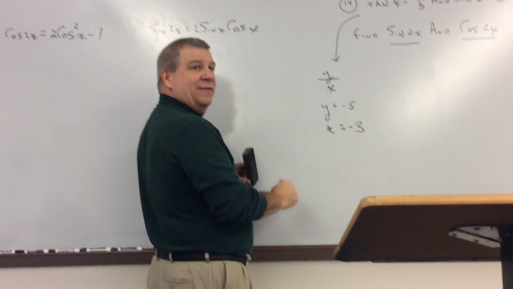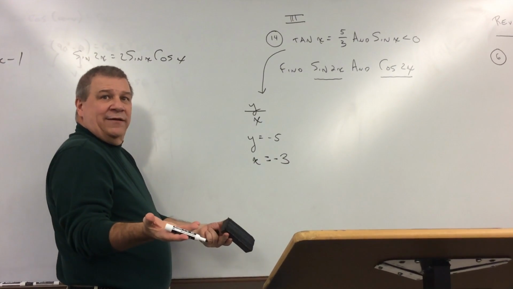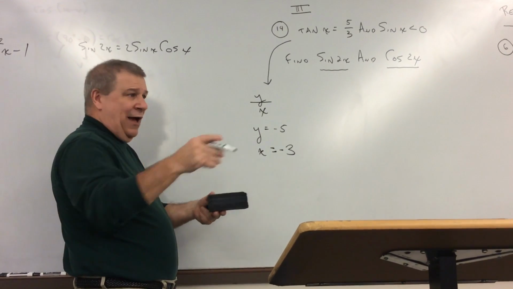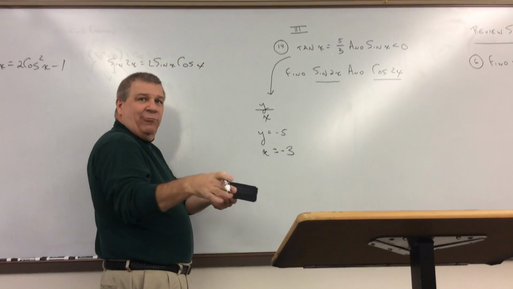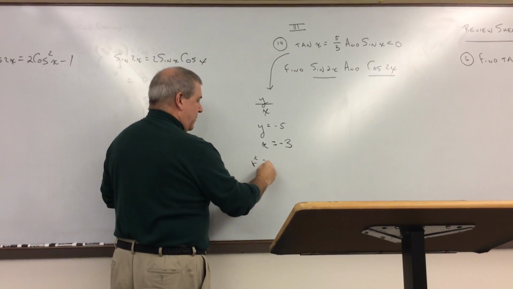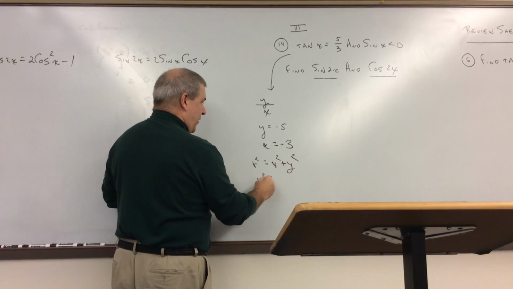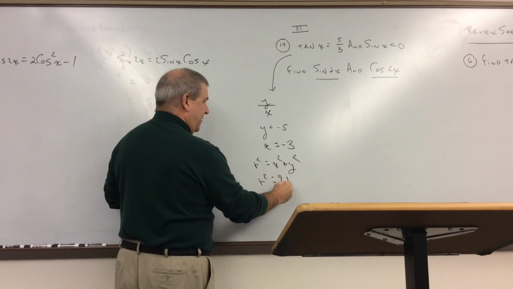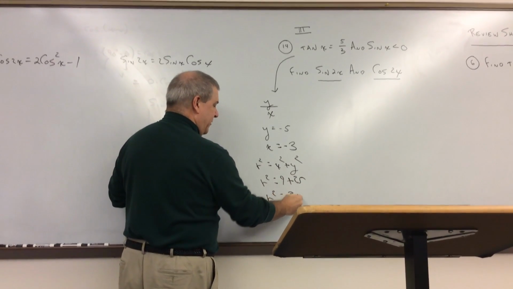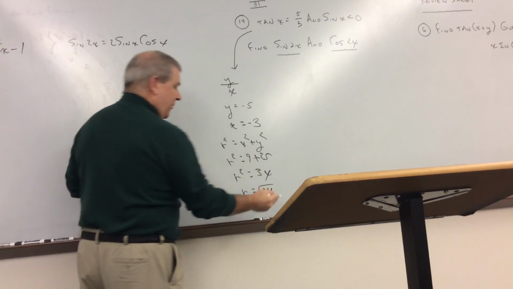How do you find R? How do you find the R value if you know X and Y? Well, I did this with you yesterday. How are X, Y, and R related? What's that little equation? David: R squared equals X squared plus Y squared. So R squared equals 9 plus 25. So it looks like R squared is 34. So R is radical 34. Do you all see that?